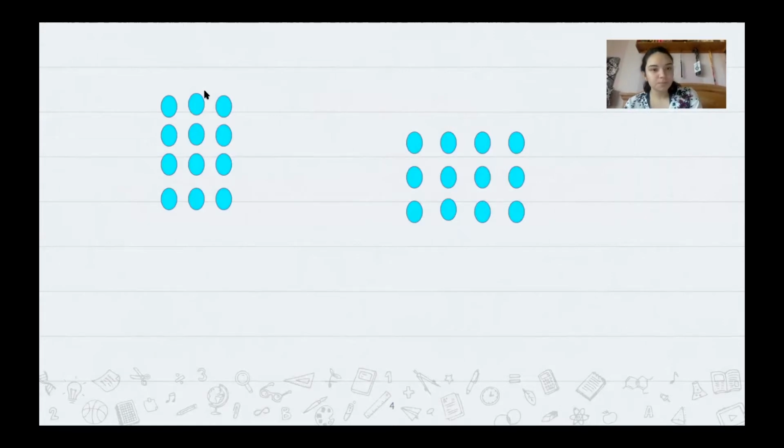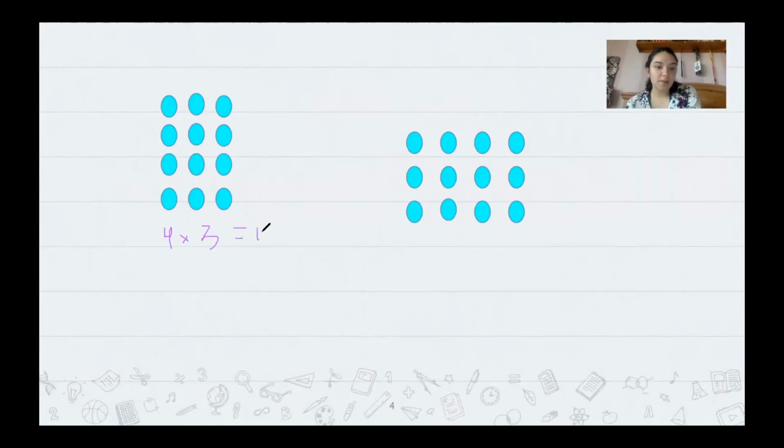So here I have my multiplication sentence. I have 4 groups, and there are 3 circles in each group. So I have a total of how many circles? I have 3, 6, 9, and 12.